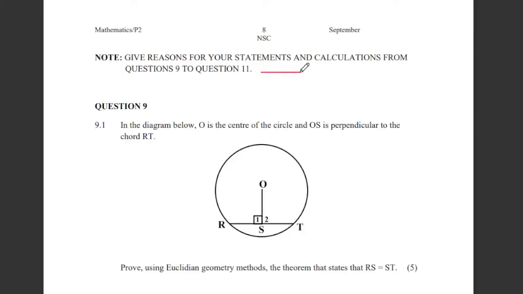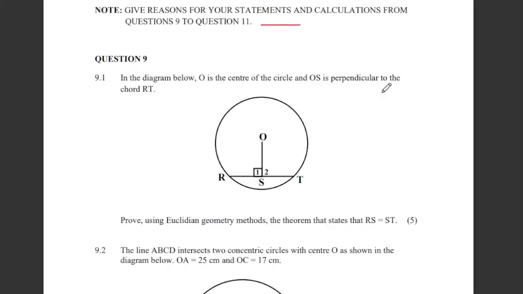Okay, so this is a topic that can be done within the shortest period of time, that is if you understand your story. Okay, but most learners run away from it. I don't know why. Guys, do not leave questions blank. At least attempt. Okay. So in this question 9.1, they are telling us O is the center, and then OS is perpendicular. What are they saying? Prove.